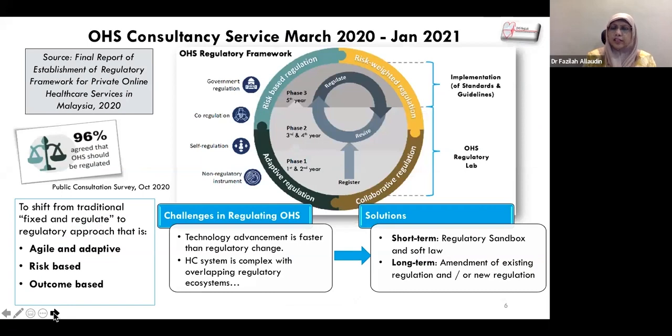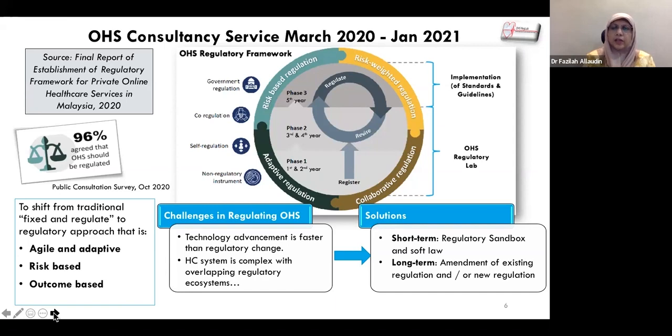So from March 2020 to January 2021, the Ministry of Health commissioned a study. And this is the outcome of the final report, where we also did a public consultation survey in October 2020, where 96% of the public agreed that online services should be regulated. So we were shifting from a traditional fix and regulate to a more agile, outcome-based and risk-based kind of regulation.